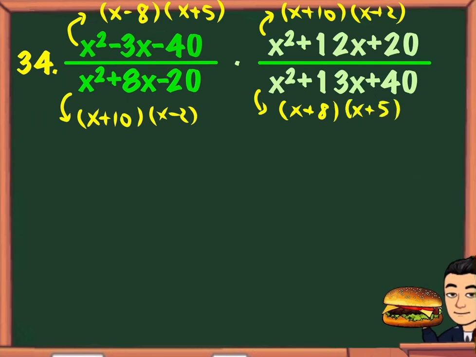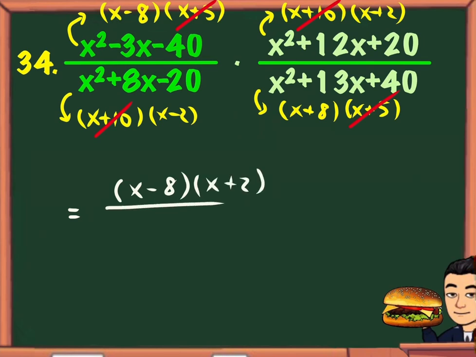Let's go ahead and cancel out all the common factors. So we've got x plus 5 canceling out with the x plus 5. X plus 10 cancels out with x plus 10. And we can now go ahead and multiply across, which equals x minus 8 times x plus 2 over x plus 8 times x minus 2.